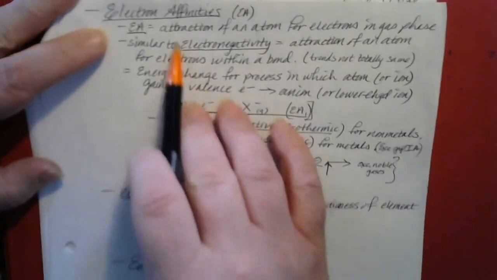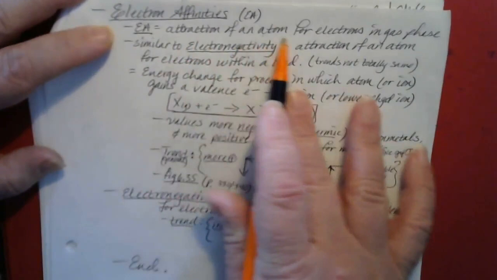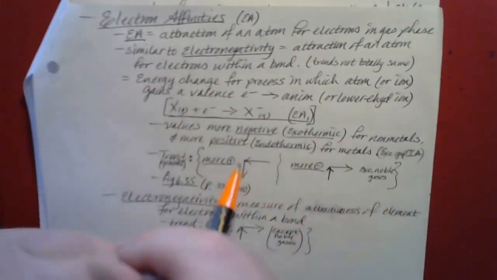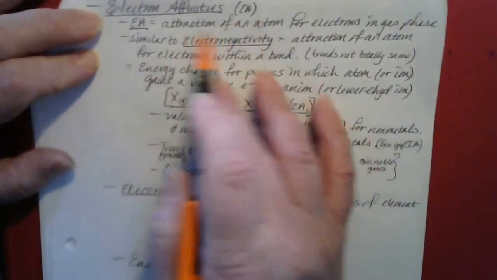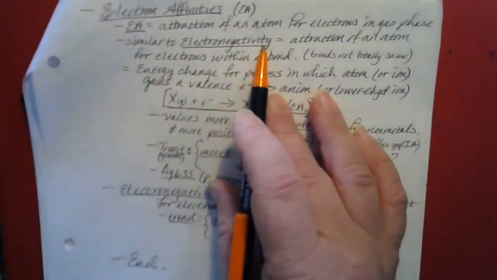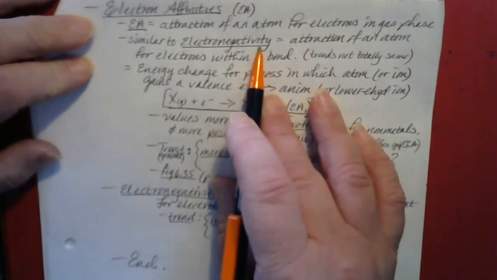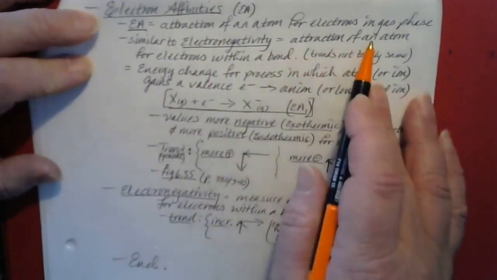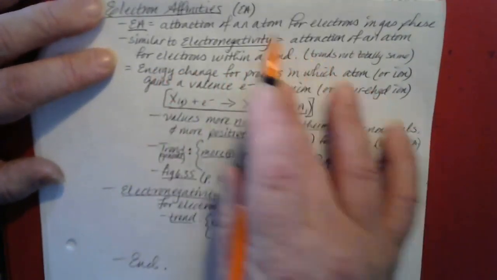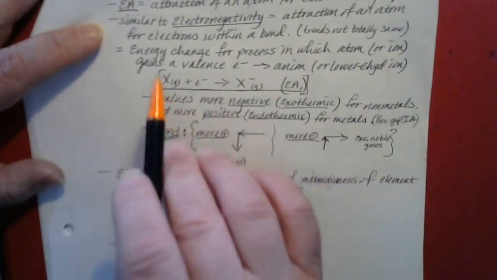The next thing is electron affinities. Electron affinity, again, is attraction for an atom for electrons in the gas phase. So we're talking about separate independent atoms here. We're not talking about atoms involved in a bond. And so the more they attract electrons, the higher their electron affinity. It's kind of similar in concept to electronegativity, which we will go over in more detail in the next chapter. Electronegativity is the attraction for an atom for electrons within a bond. And although they're similar concepts, the trends are not totally the same, as we'll see in a moment.